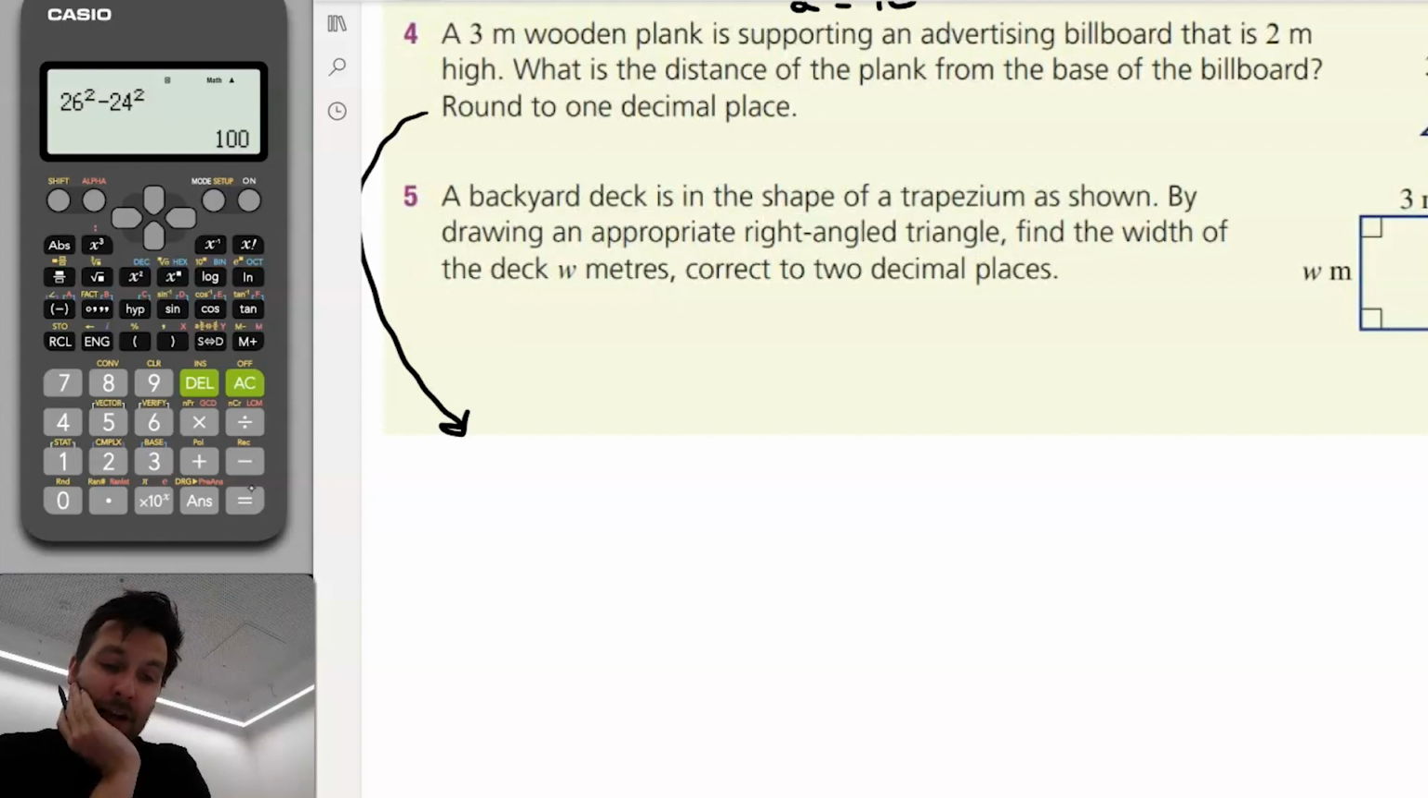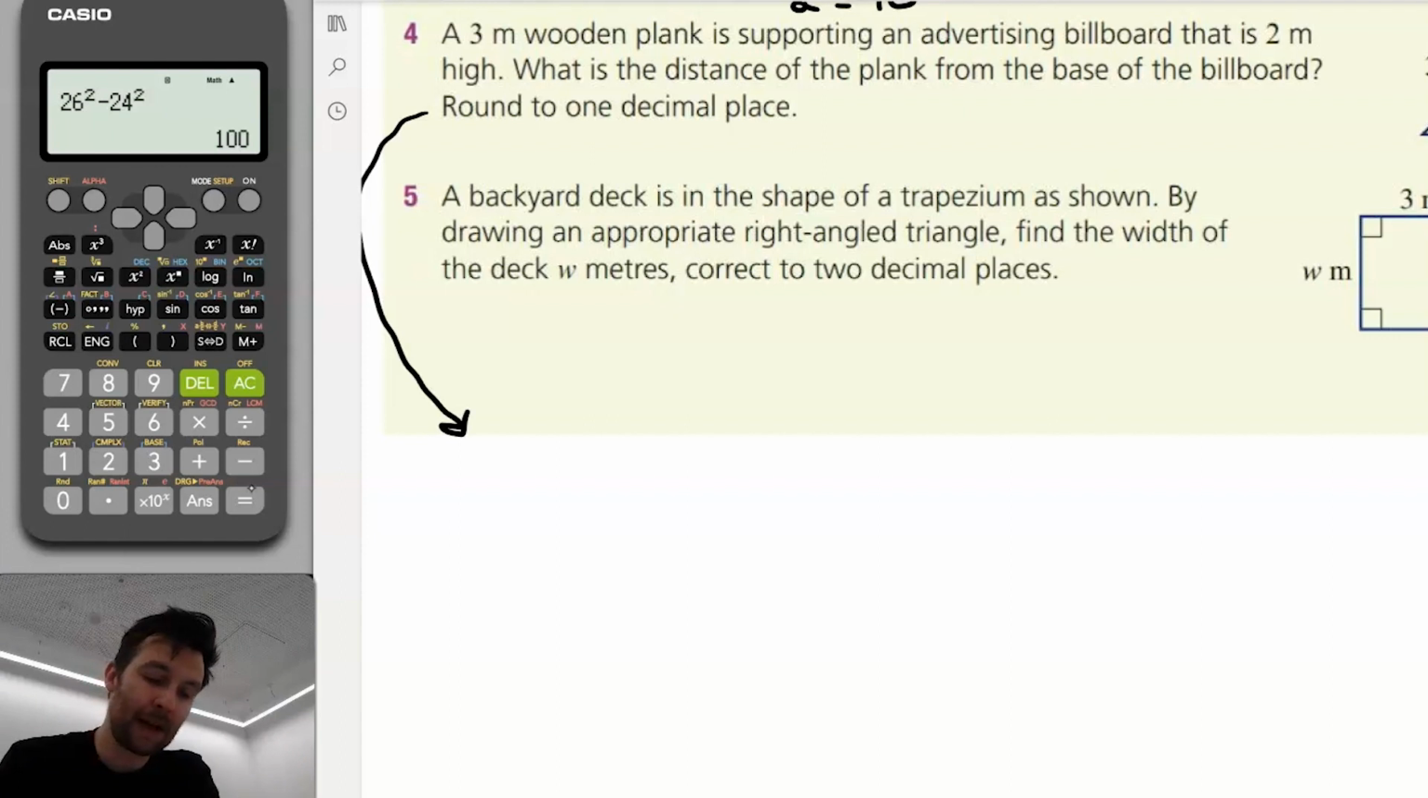What's the distance of the plank from the base of the billboard? Okay. So for these questions, if you need to use Pythagoras to solve a problem, you need to find a right angle triangle somewhere in this problem. So we'll start off with the billboard.